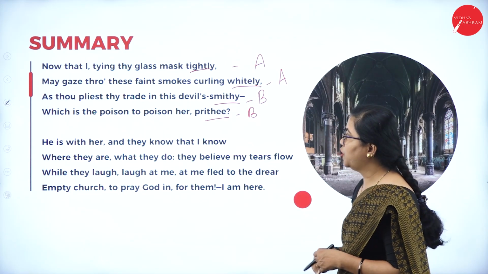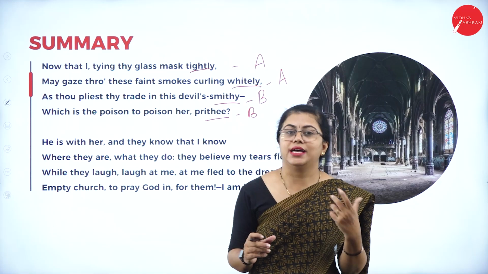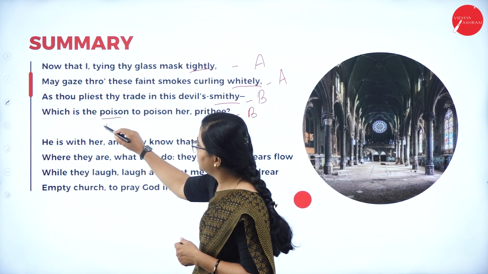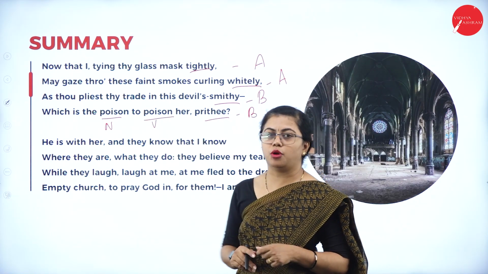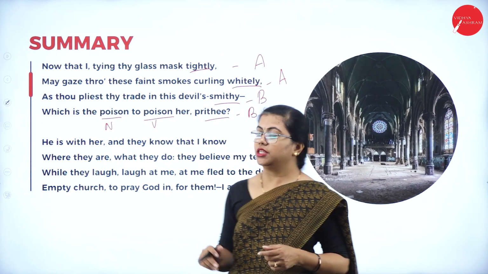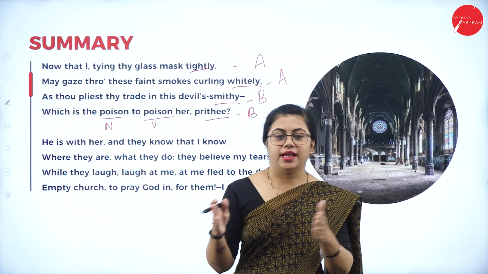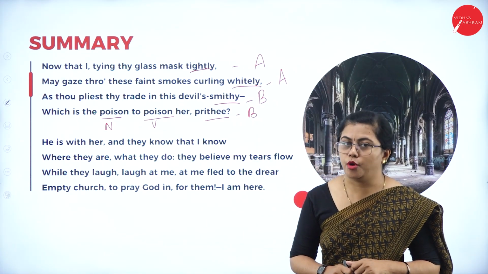Okay, so which is the poison to poison her, Priti? She is talking to herself. She is asking which is the poison to poison her. Here you can see one is used as a noun and another one is used as a verb. It is an infinitive form of the verb to poison, but she is trying to use it as a verb there. Fine. So poison and poison. She is talking about one poison that can be used to poison her.